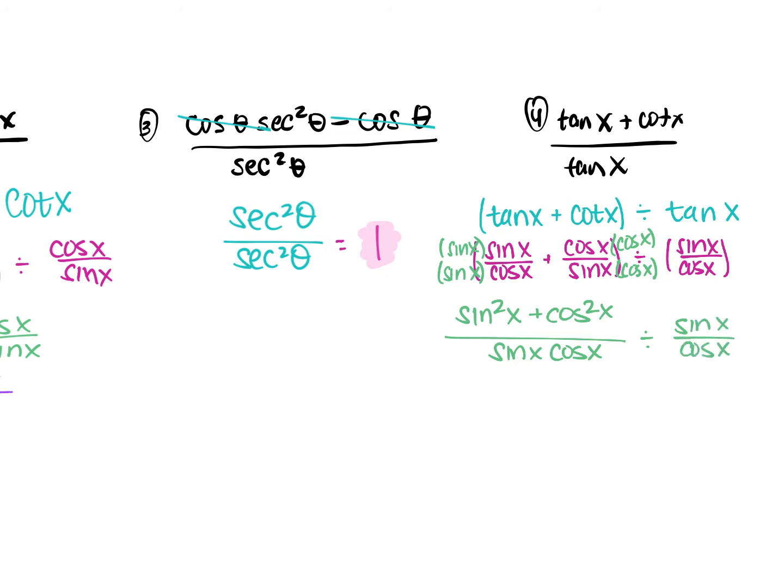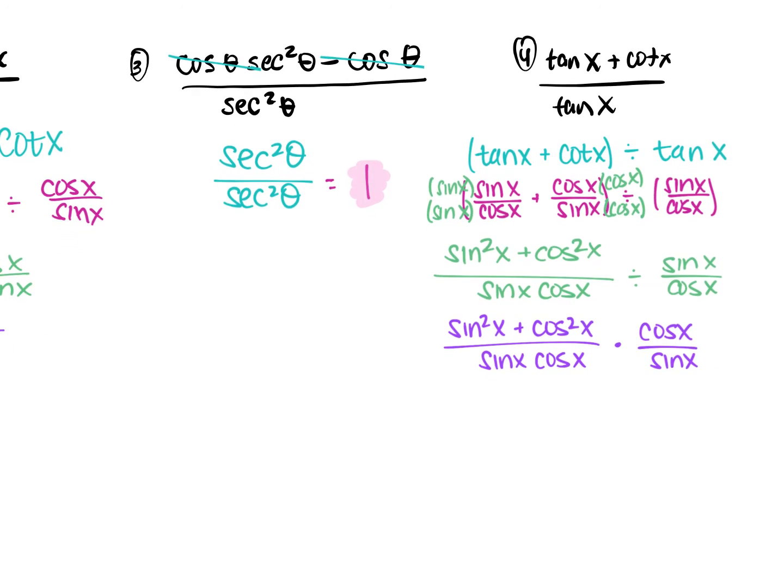Now, you can't simplify anything with that fraction on the left-hand side. However, you can keep, change, flip here, and then multiply by the cosine over sine. So if you do that, that would give you sine squared x plus cosine squared x all over sine x times cosine x, times cosine x over sine x. Is there anything that cancels out before you multiply straight across? Your cosine. So these both cancel out. You're just going to be left with sine squared x plus cosine squared x all over sine squared x.